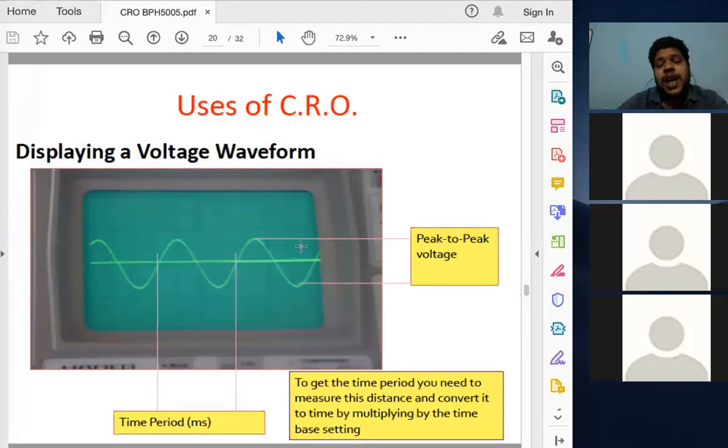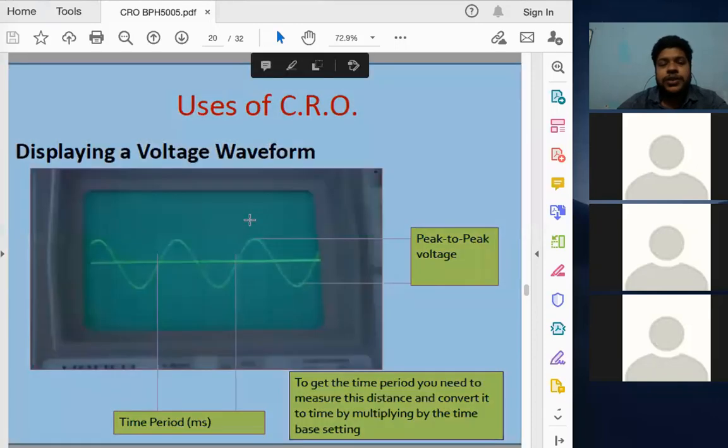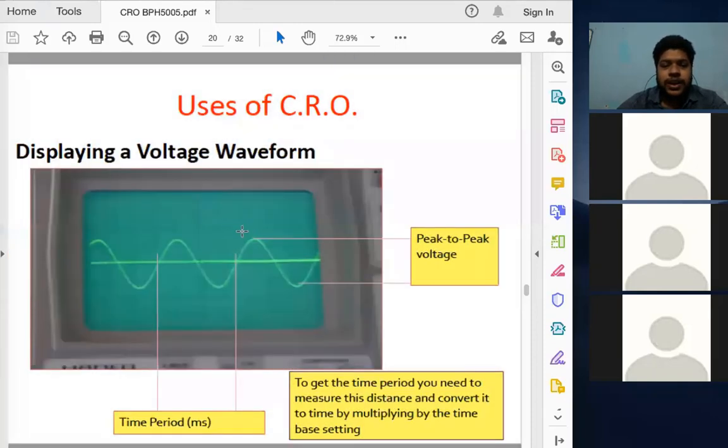This distance we will have in terms of screen size, and we know the way to convert it into voltage. What one block means, we can see from where we set the knob, and that gives us a factor. So if we know the factor, if we know how to convert it, then we will be able to tell the peak to peak voltage for this particular signal that we see on the screen.